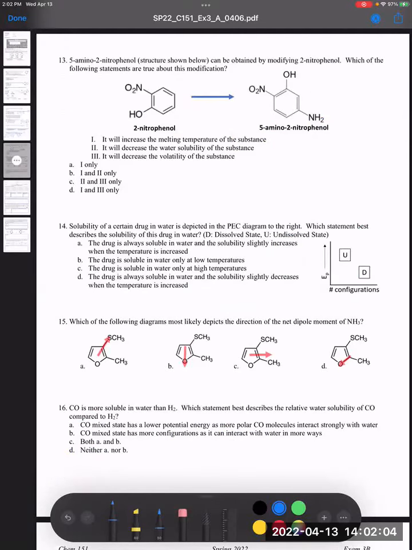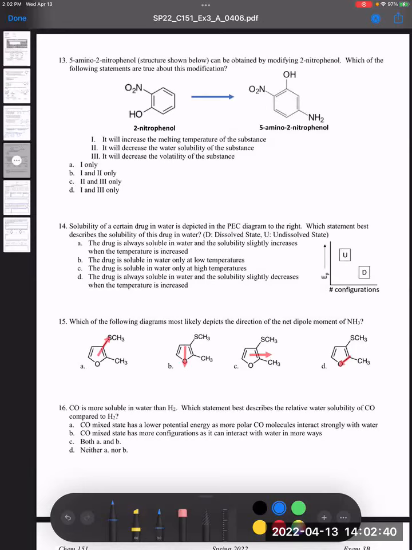5-amino-2-nitrophenol, we don't care about the name, can be obtained by modifying 2-nitrophenol. So it's just a modification. Which of the following statements are true about this modification? Okay, so again, the modification is basically you have added this NH2 group. That's the main thing. So you're going to make the molecule more polar, and also you have added more hydrogen bonding sites because we have nitrogen-hydrogen bonds now, and therefore you're going to increase the overall intermolecular forces.